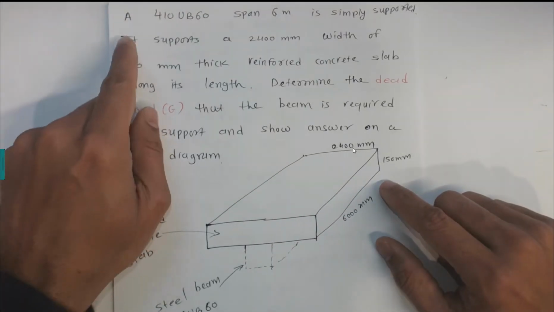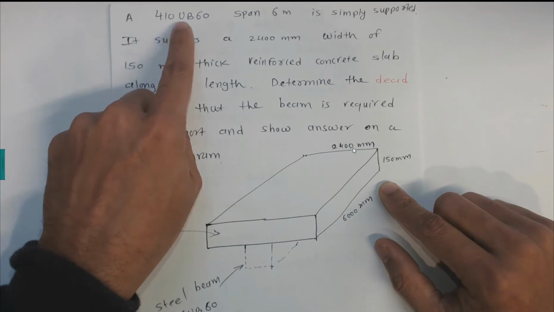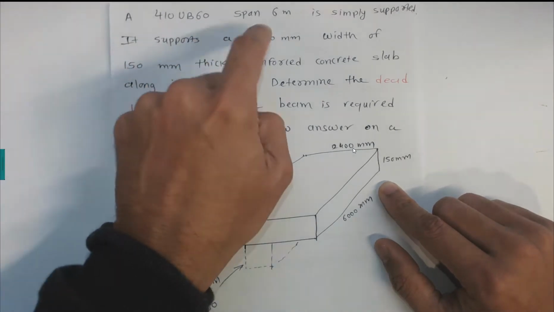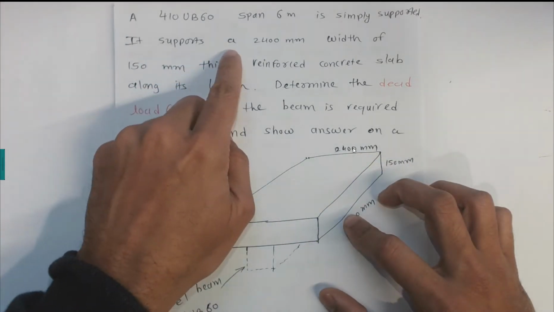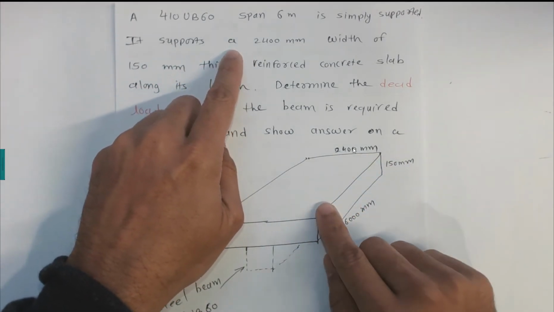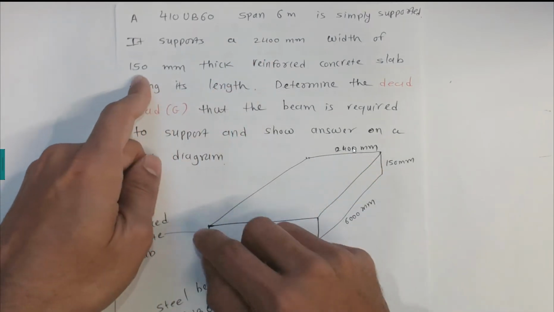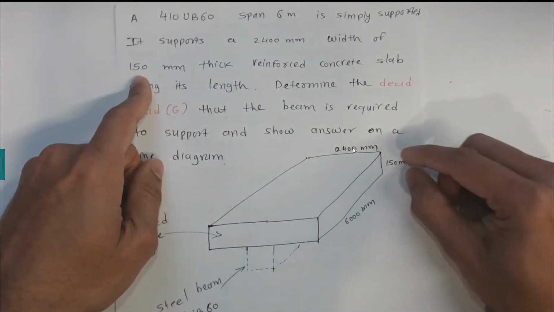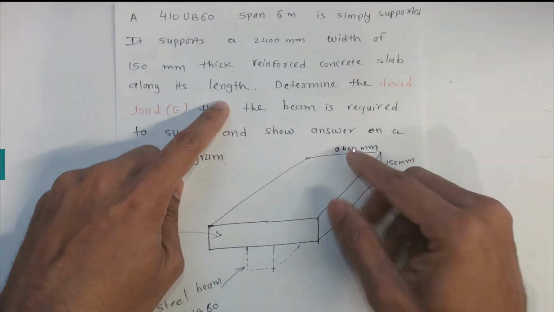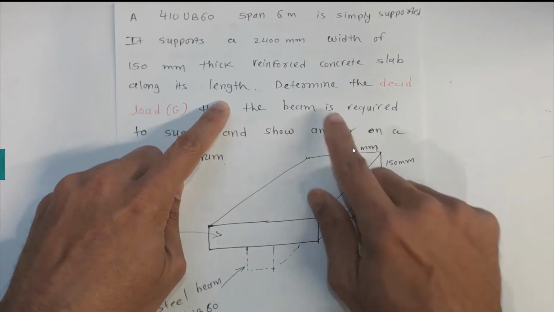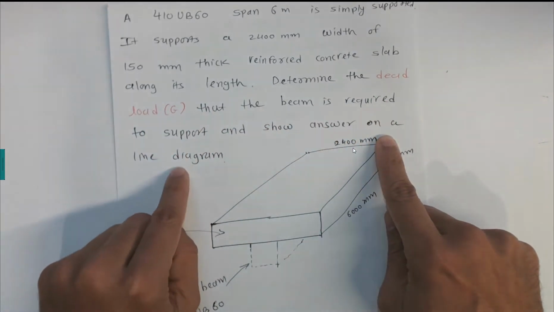This video explains the example for calculation of the dead load. A steel universal beam 410/60, which has a span of 6 meters, is simply supported. It carries a slab which is 2400 millimeters wide and 150 millimeters thick, a reinforced concrete slab along its length. So it's supported along the length, so it carries this slab. Determine the dead load that the beam is required to support and show the answer on a line diagram.